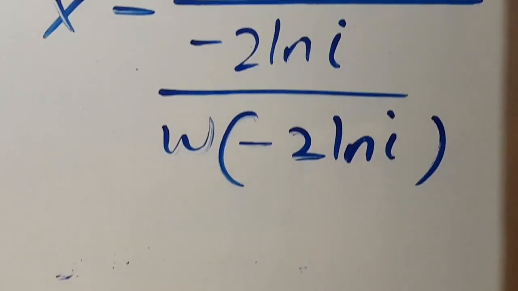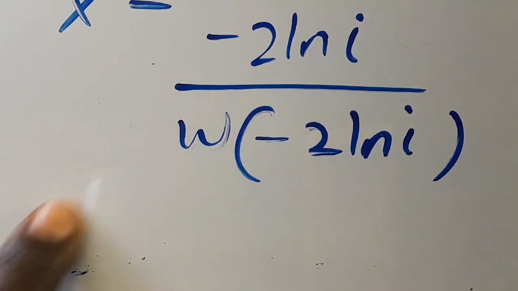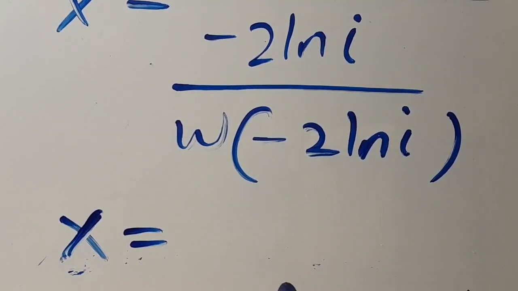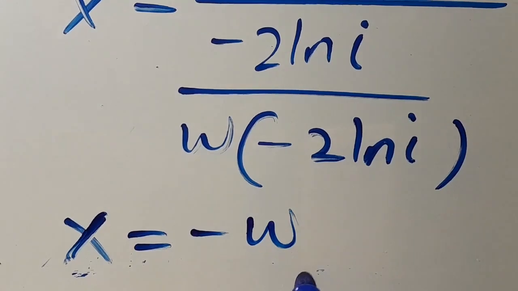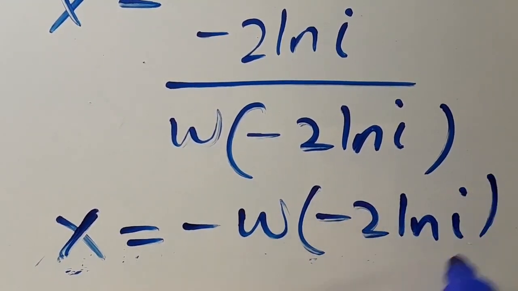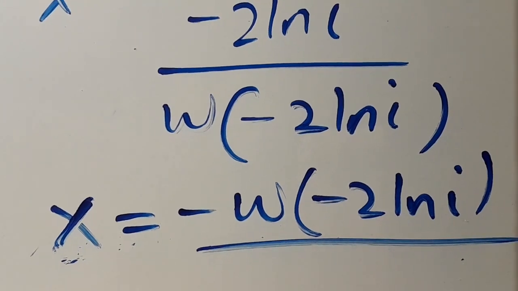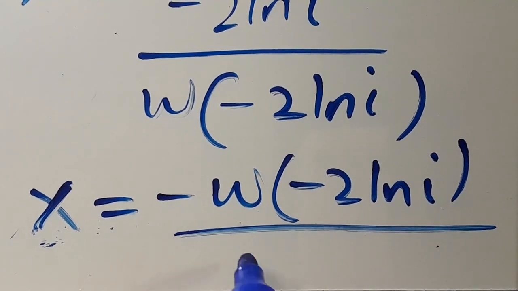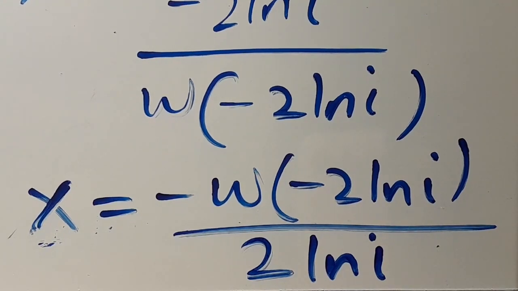So finally, we have our x to be equals, this will go up, then to now be minus the Lambert W function of minus 2 ln of i, divided by 2 ln of i. And this is the final solution for the value of x.